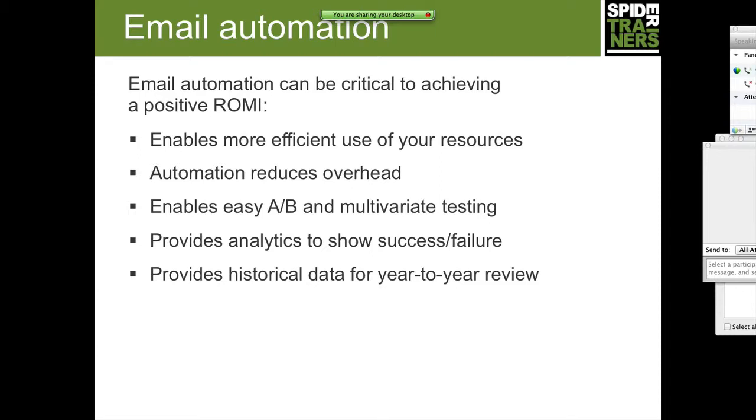It also enables easy A/B testing and multivariate testing, which enables you to create more emails and learn more as you go along. Using the A/B testing, say testing subject line A against subject line B, can increase your qualified lead conversion rate or other rates. It also provides you the analytics to show you immediately successes and failures. If you have a form that's broken, you can easily see this in your email automation. And lastly, it provides historical data for a year-to-year review or campaign-to-campaign review.